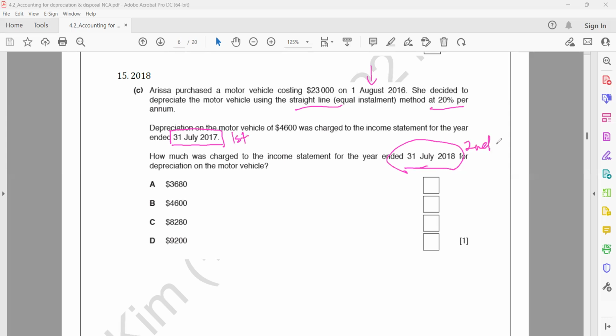Second year depreciation. This method is the straight line method. So what is your second year depreciation? Straight line method. Depreciation calculation, how to calculate?